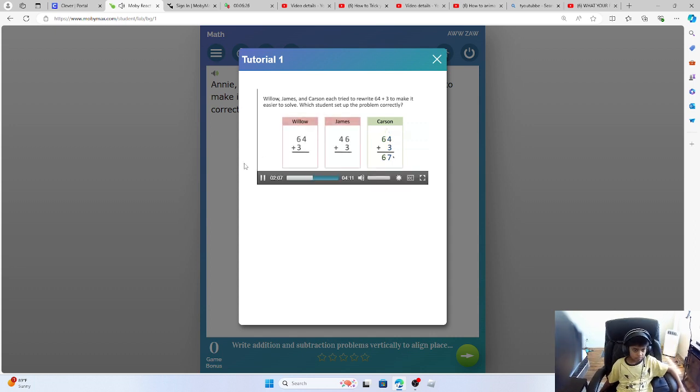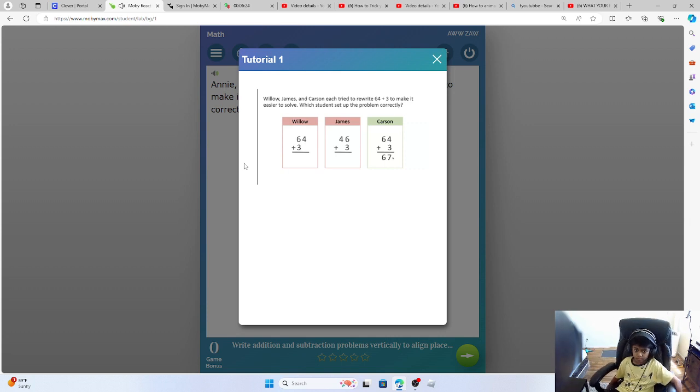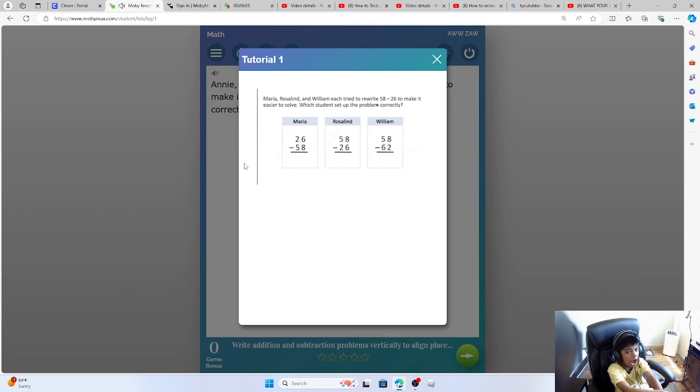Let's take a quick look at what answers Willow and James would have gotten. Since Willow put 3 in the tens place, she would have gotten 94. And since James mixed up his digits, he would have gotten 49. Neither one of them got the correct answer because they didn't line up their place values correctly. Now let's look at a subtraction problem. Maria, Rosalind, and William each tried to rewrite 58 minus 26 to make it easier to solve. Which student set up the problem correctly?